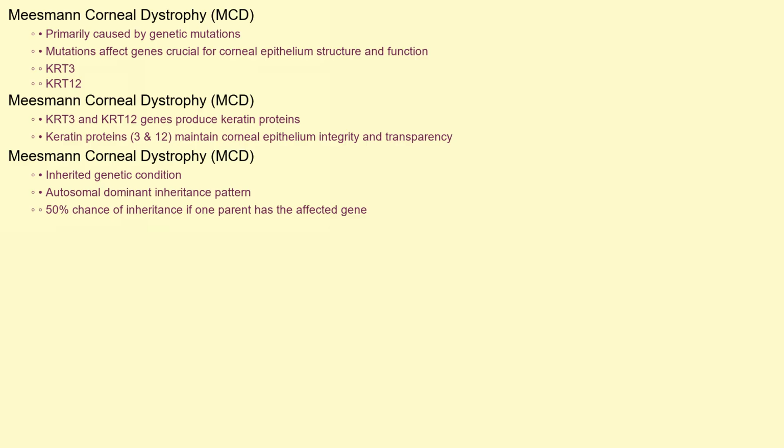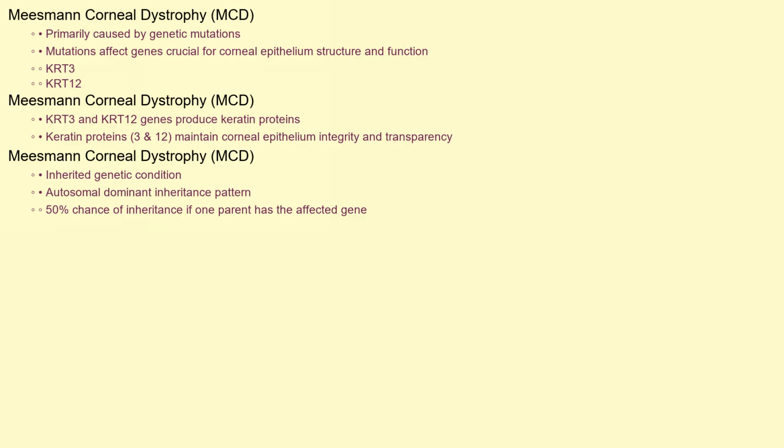Meesmann Corneal Dystrophy, often abbreviated as MCD, is primarily caused by genetic mutations. These mutations occur in genes that provide instructions for making proteins crucial to the structure and function of the corneal epithelium. The most common culprits are mutations in the KRT3 and KRT12 genes. These genes provide instructions for making keratin proteins, specifically keratin 3 and keratin 12, which are essential for maintaining the integrity and transparency of the corneal epithelium.